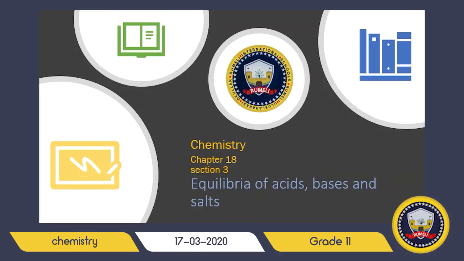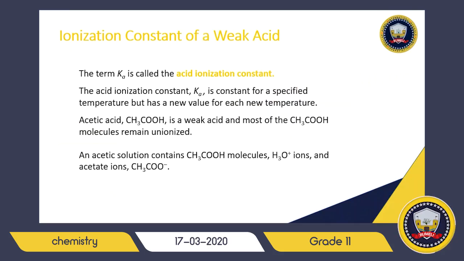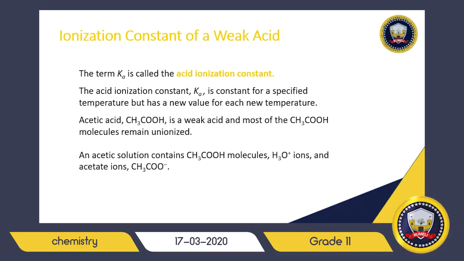Today we start section 3, equilibrium of acids, bases and salts. First of all, let us understand what we mean by ionization constant of a weak acid. The term Ka is called the acid ionization constant. Acid ionization constant, Ka, is constant for a specified temperature but has a new value for each new temperature.